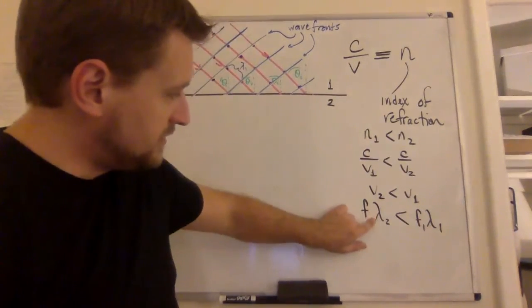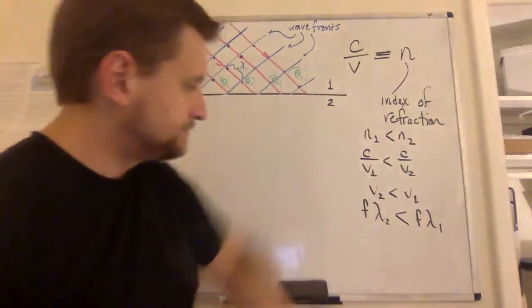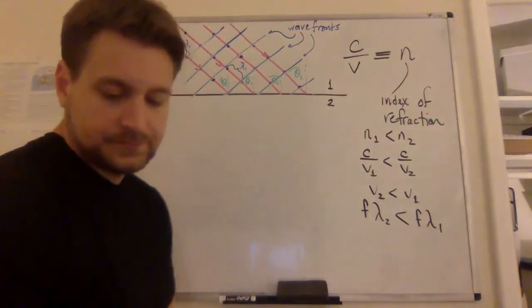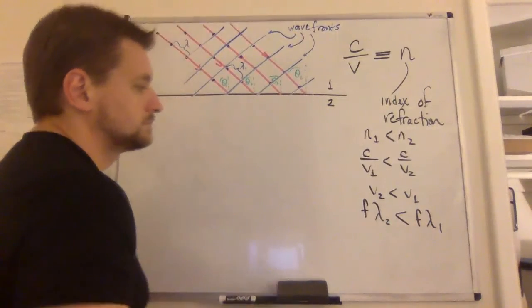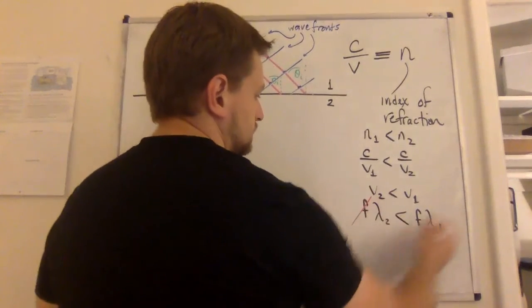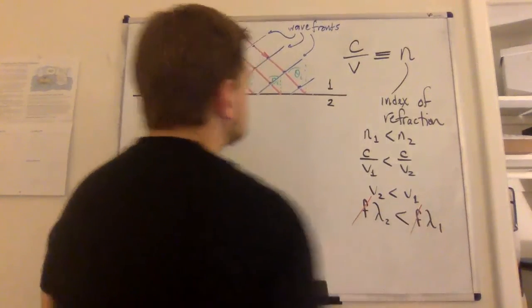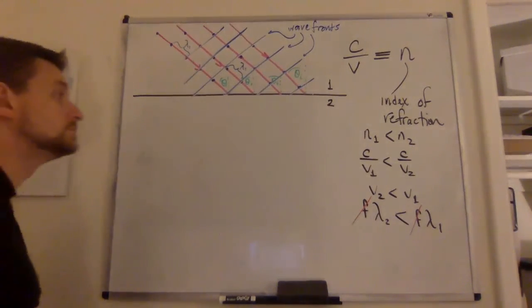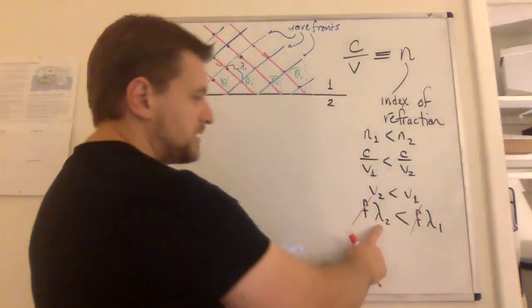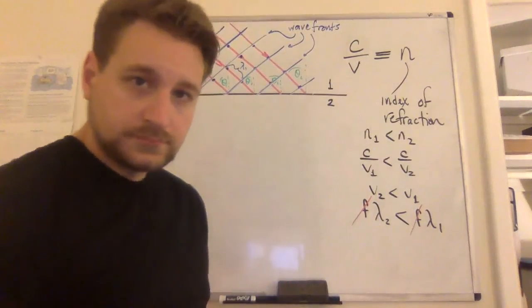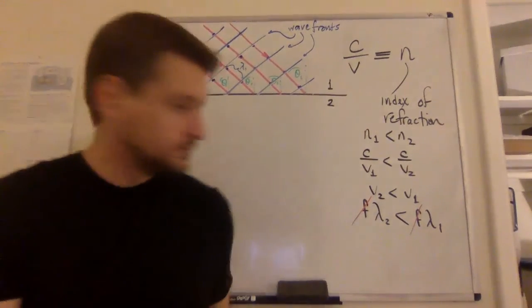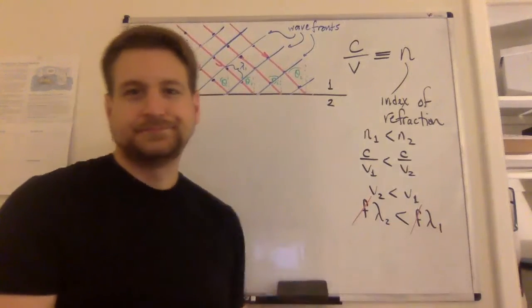So we don't need these subscripts, which means that's the same frequency f. So we can cancel that. And that means that lambda 2 has to be smaller than lambda 1.